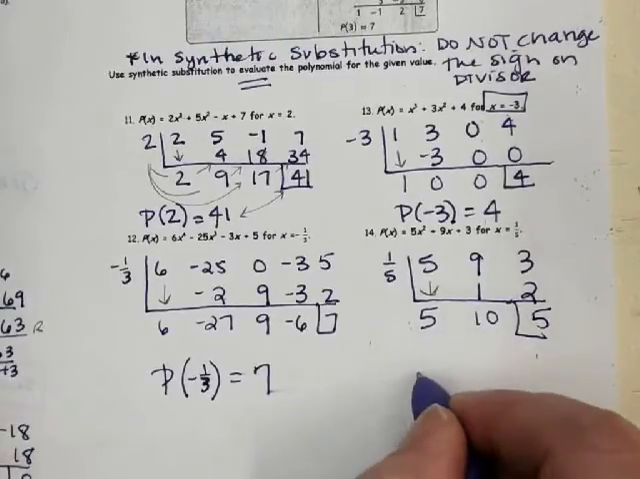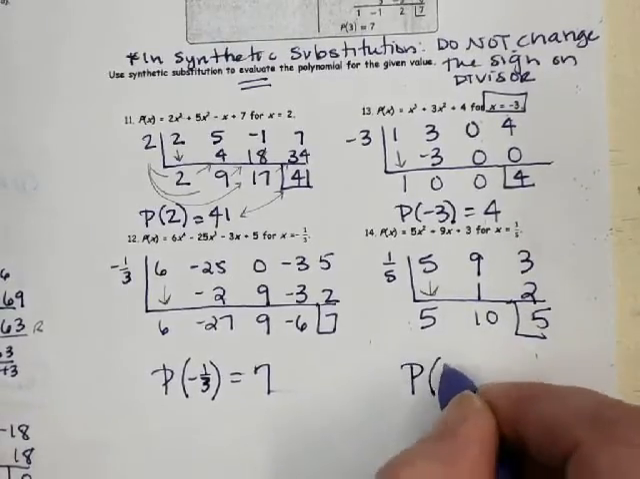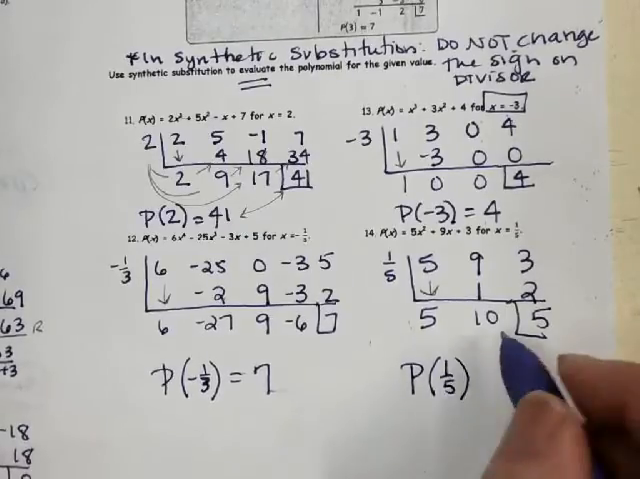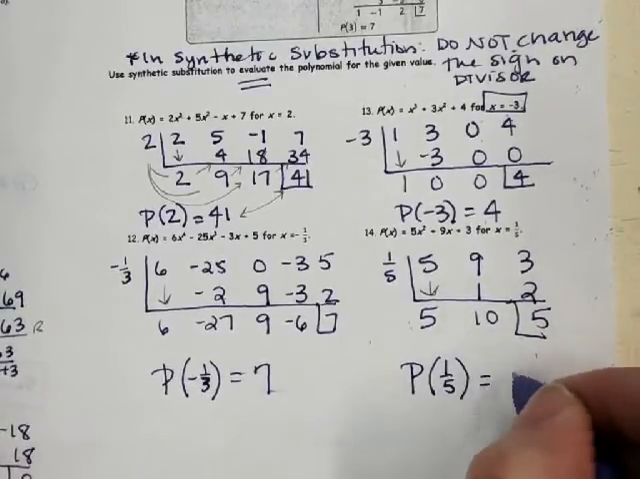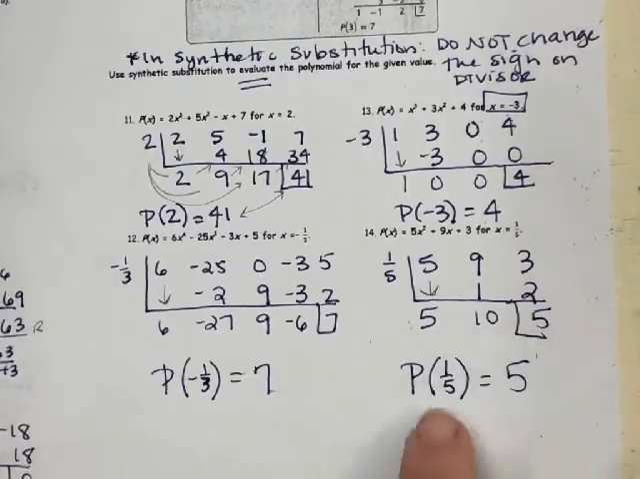And so if I were to evaluate my function, and I just did, for x equals 1/5, then p of 1/5, or the value of my function where x is 1/5, is 5. And that's all there is to synthetic substitution.